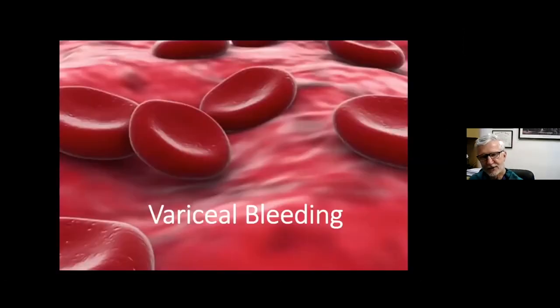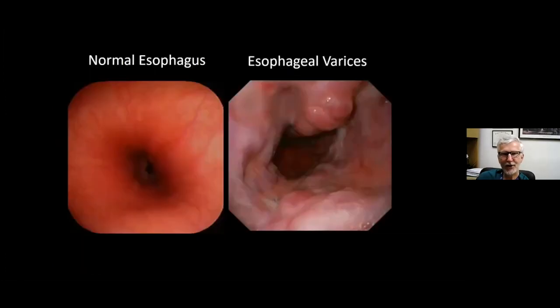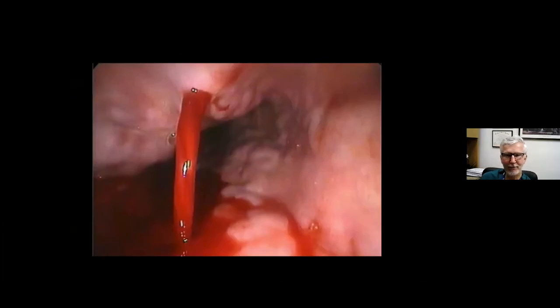The other complication portal venous hypertension patients can have is variceal bleeding. When you look at a normal esophagus on the left, it's quite different from a patient with esophageal varices you see on the right side of this image. These varices can pop, and the patient can have catastrophic bleeding.